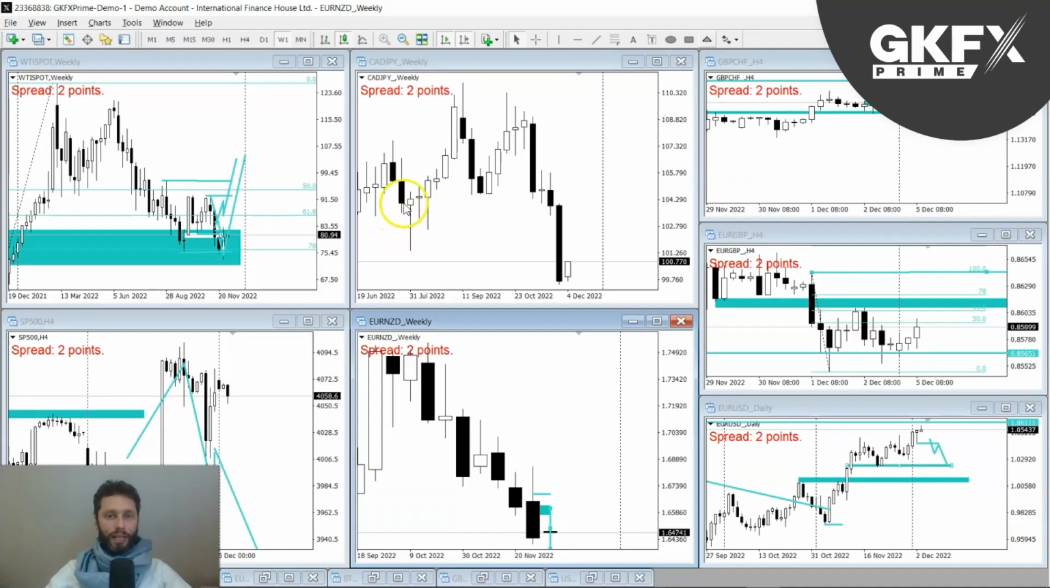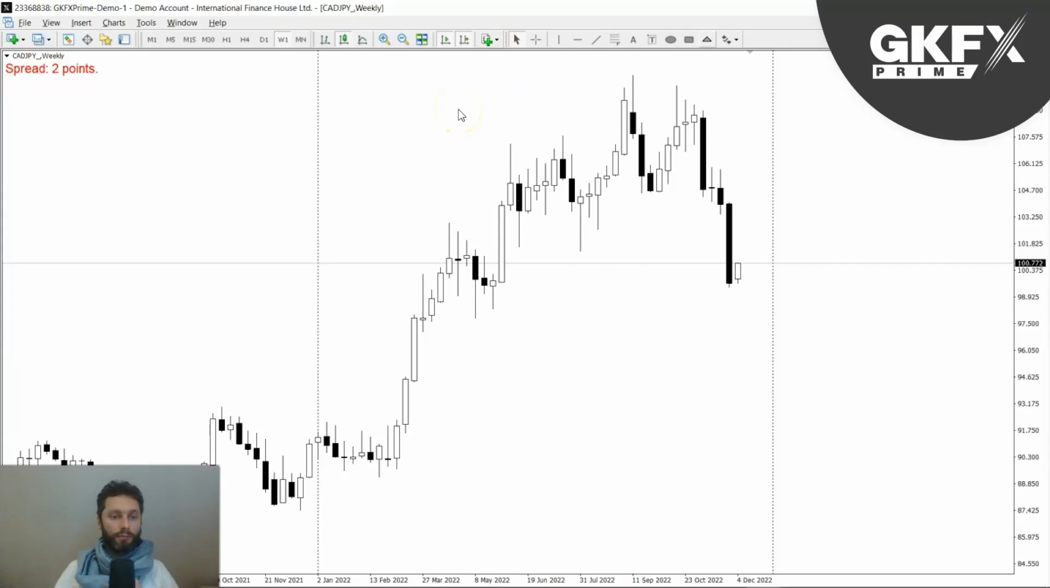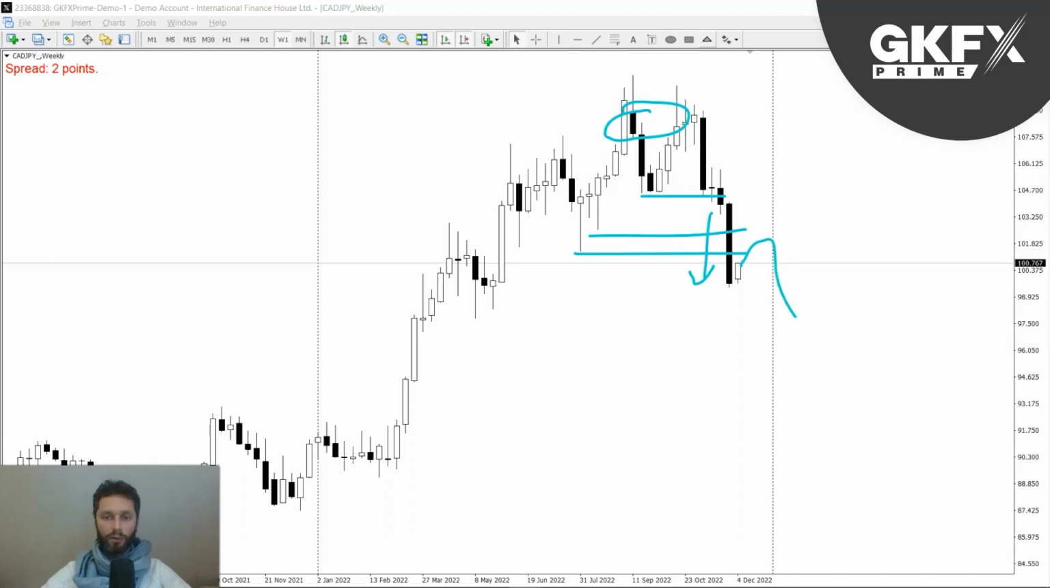Okay, next pair. Let's have a look at CAD Yen now. CAD Yen, we do have CAD News, was one of the major ones. Looking at what we got this week, well, what I can see is we had breaks of structures. We went lower, lower, lower. We had this very bearish week to the downside last week. And obviously with all these signs, I'm looking at this being a top and then this being now a continuation to the downside.